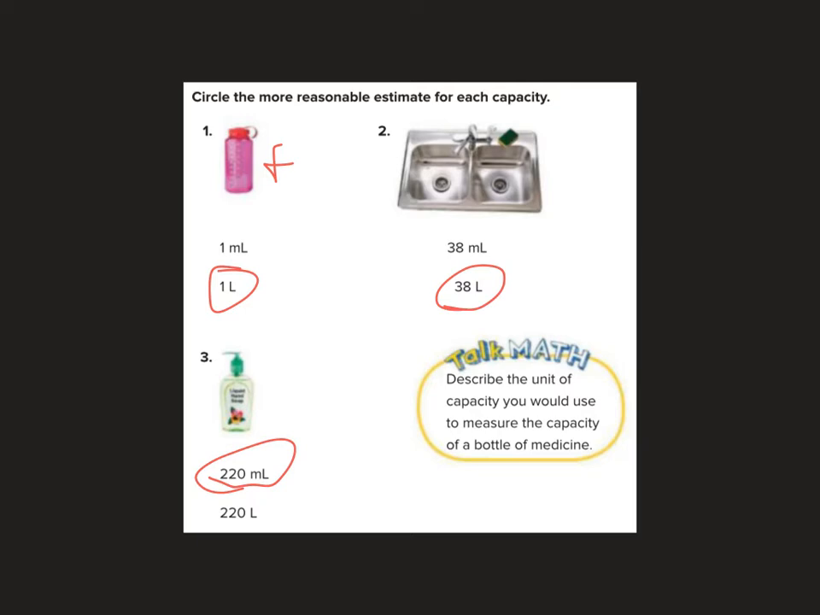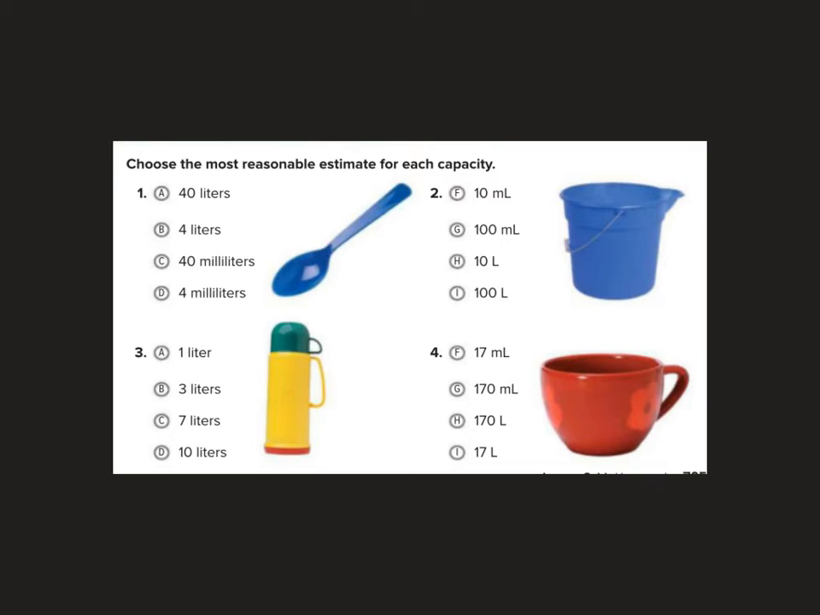Describe the unit of the capacity you would use to measure the capacity of a bottle of medicine. So medicine would definitely be milliliters because, again, it's a smaller bottle. Let's keep going. Choose the most reasonable estimate for each capacity. Okay, a spoon. Definitely not liters. Now we have to think, can 40 drops fit on a spoon or 4 drops? It's not drops, it's like a dropper. So I'm going to go with 4. 40 would be too much to fit on a teaspoon here.